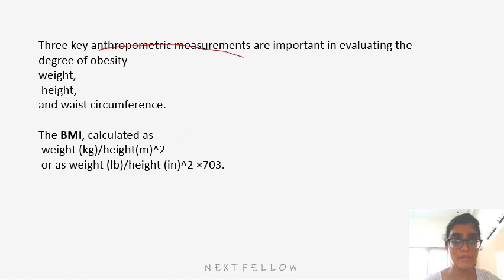Three key anthropometric measurements are important for evaluation of the degree of obesity, that is weight, height, and waist circumference. BMI is calculated by weight in kg upon height in meter square, or as weight in lb upon height in inches raised to the power of 2 into 703.